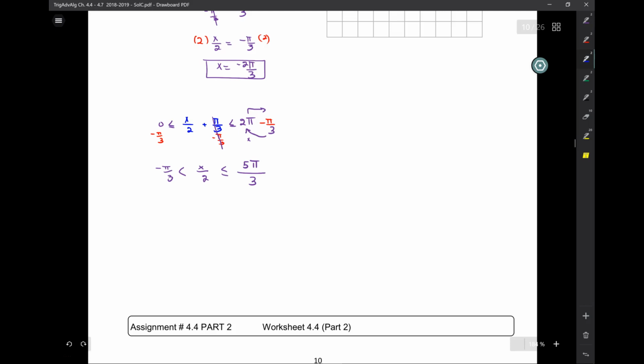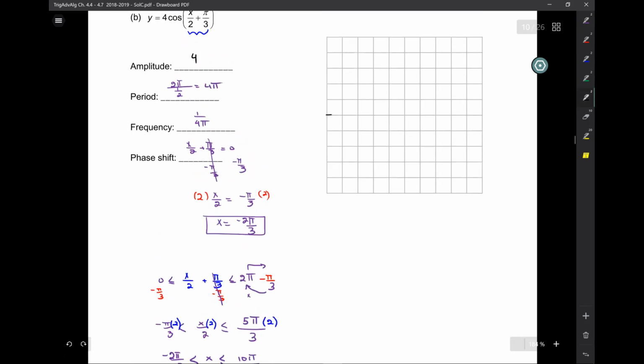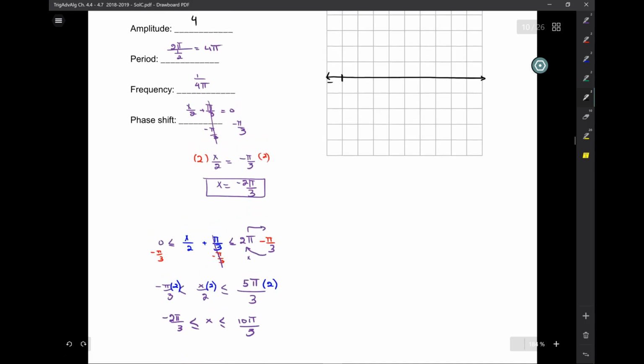Now, multiply by 2, by 2, by 2. Remember, we have to get rid of everything next to the x. So I get negative 2 pi over 3, x, and 10 pi over 3. This is one of the more complicated ones, but it's not going to get more complicated than this. Let me finish this and then I'll take questions. Okay, we start at negative 2 pi over 3. And I'm going to spread this out a little, 1, 2, 3, 4, and go to 10 pi over 3 just because there's more to write.